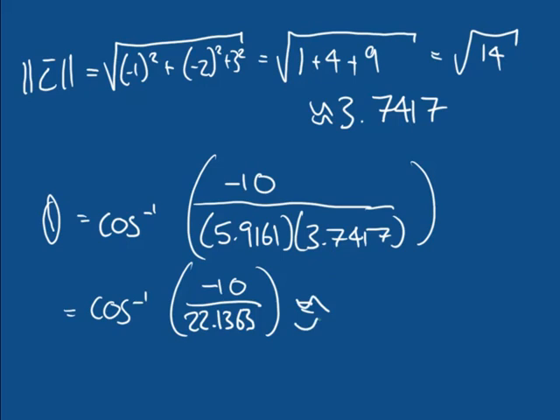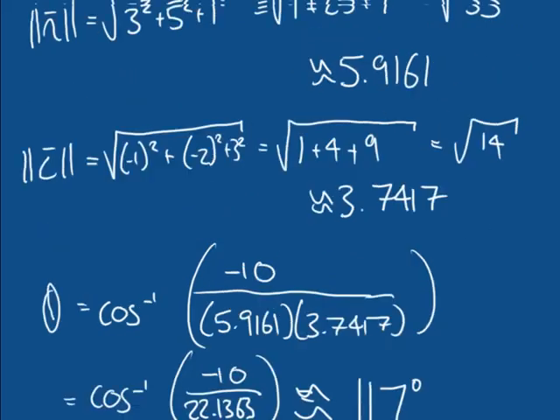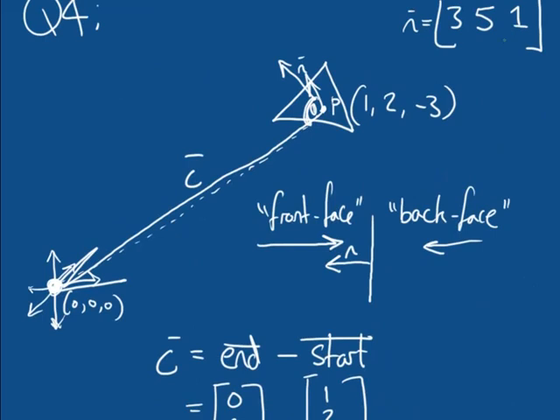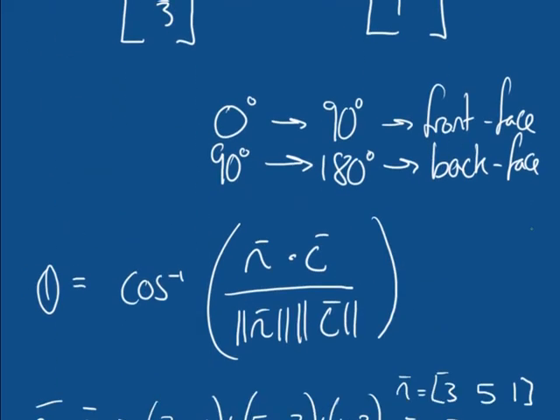So theta is approximately 117 degrees. So what is this telling us? It's telling us this angle right here between our surface normal and our vector pointing to our camera is 117 degrees. Or what did we say earlier?